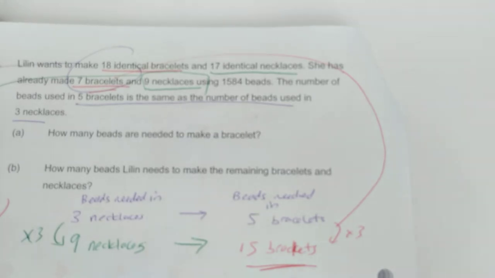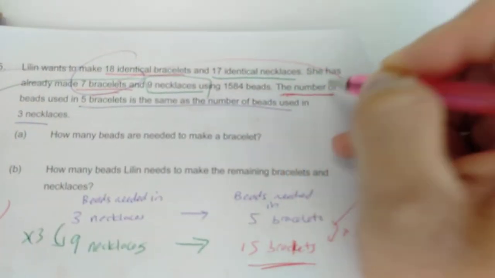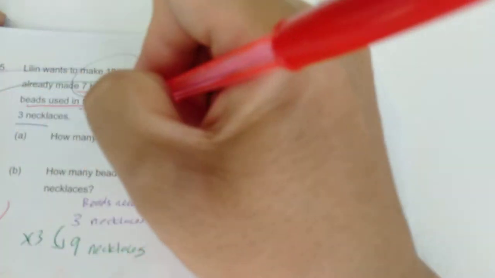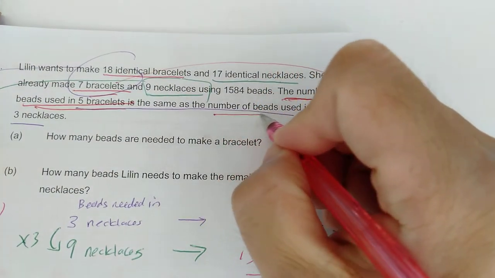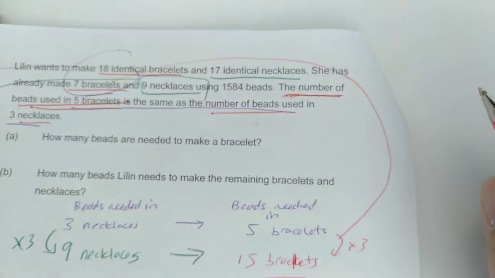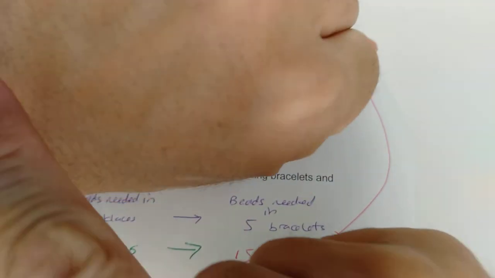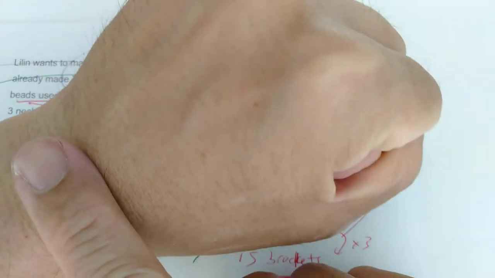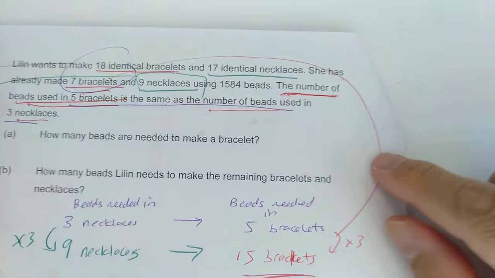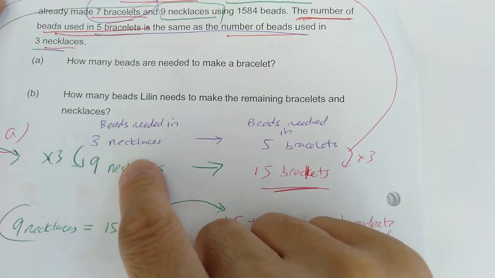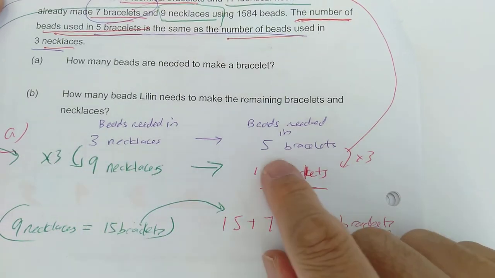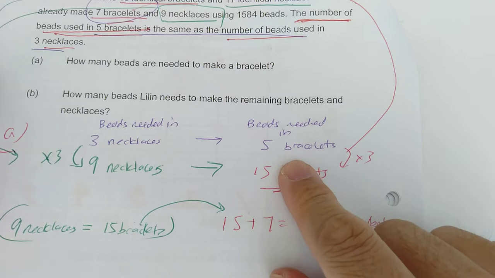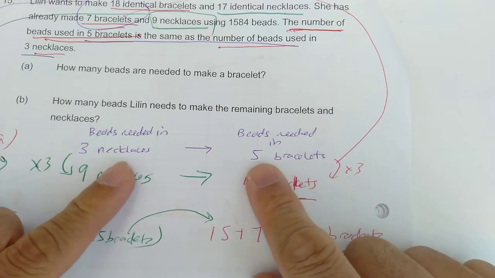Now, we know that the number of beads used to make 5 bracelets is the same as those used to make 3 necklaces. Bracelets are smaller, right? They go around your wrist. Necklaces are usually longer. So to make 3 long necklaces, you need some beads, and the beads they use is the same as the beads you use in 5 bracelets. So this is how I come up with the first equation.